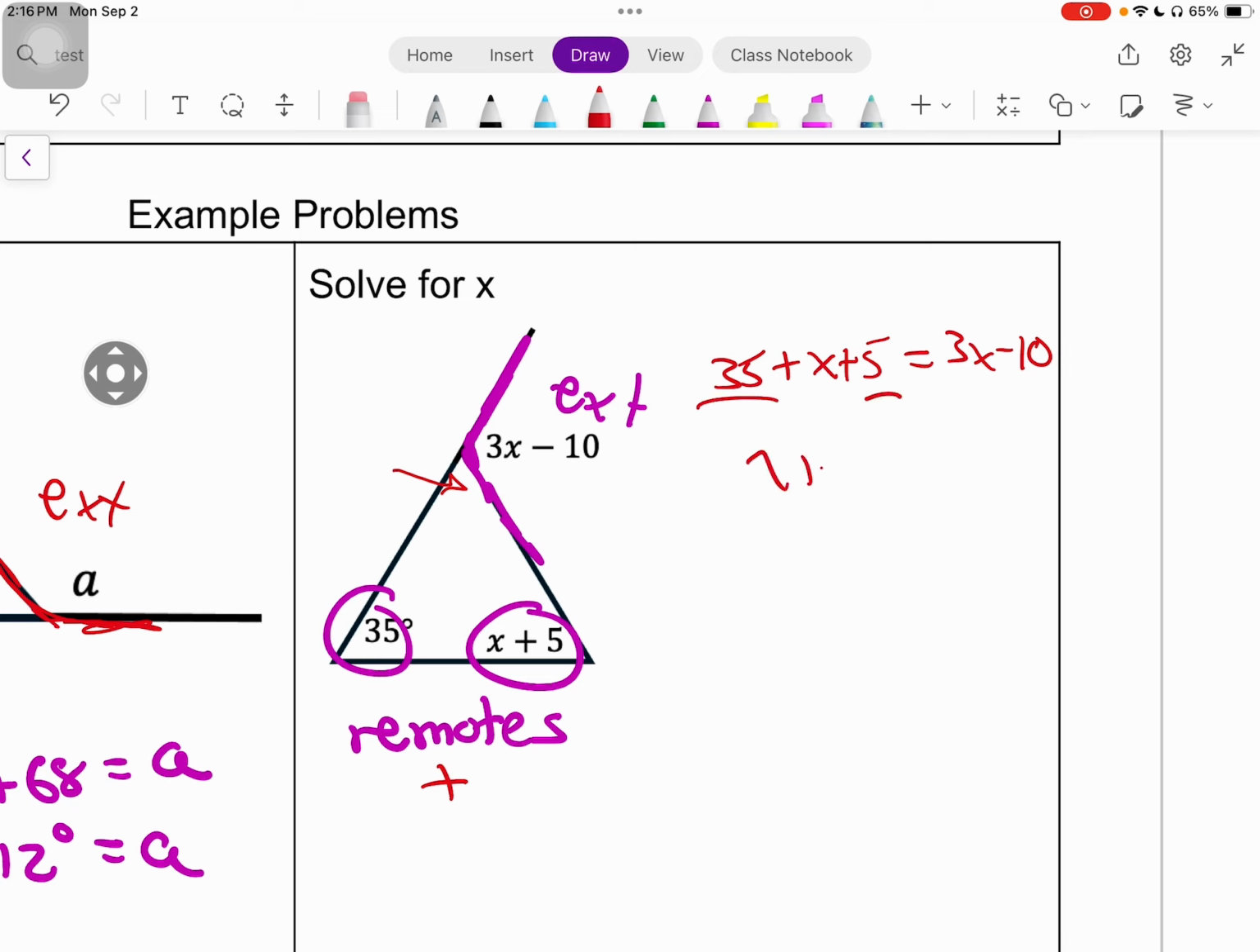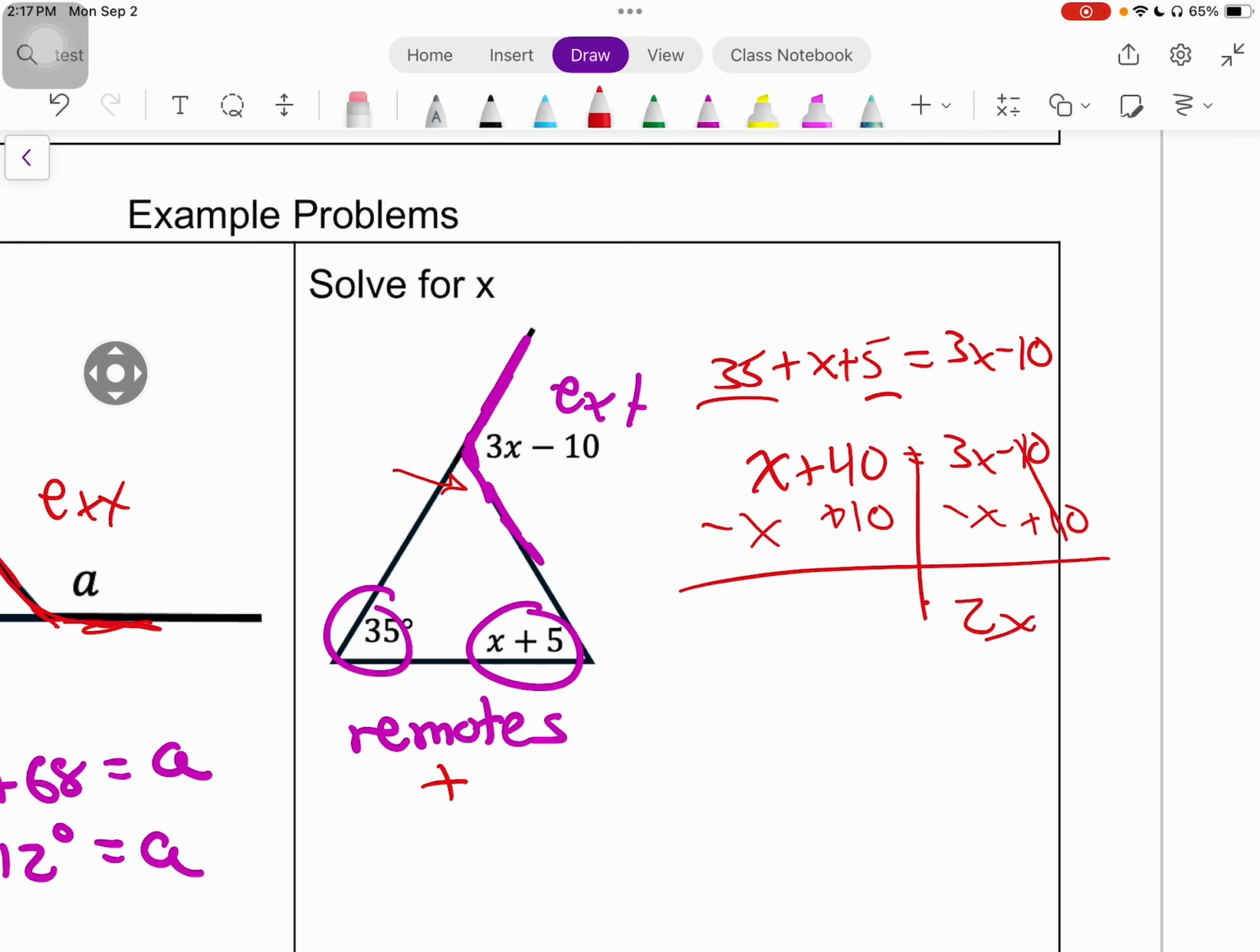So we have x plus 40 equals 3x minus 10. I would subtract x from both sides and add 10 to both sides. So we would get 2x equals 50 and x equals 25. Alright, so that's going to be it for this one.